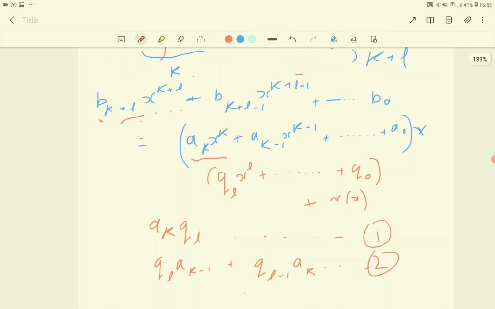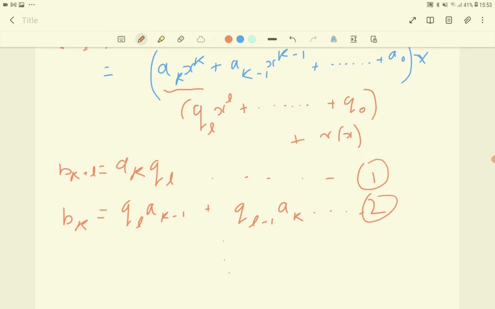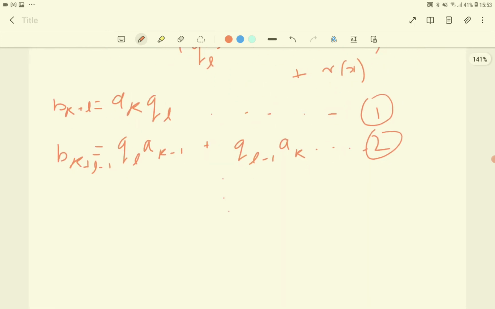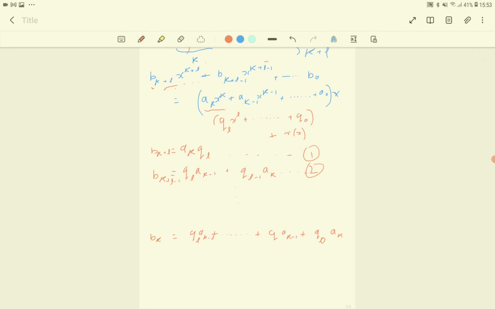So we need this to be equal to b_(k+l), this to be equal to b_(k+l-1), and if you go on similarly, you will get b_k equal to a_k q_0 plus a_(k-1) q_1 plus dot dot dot till a_(k-l) q_l, right? Now see this and everything in between.